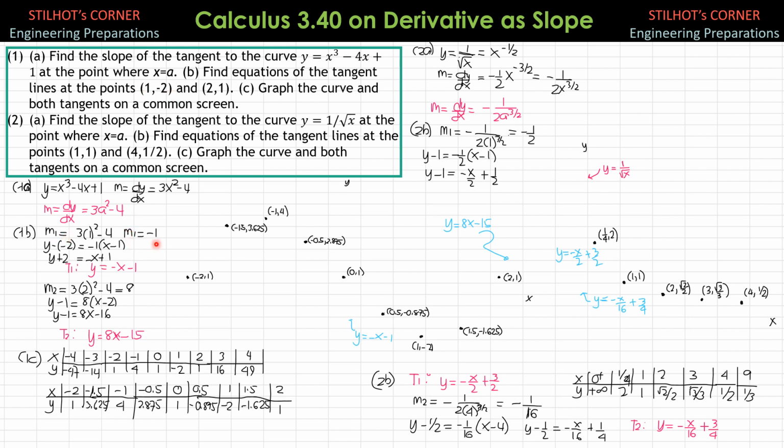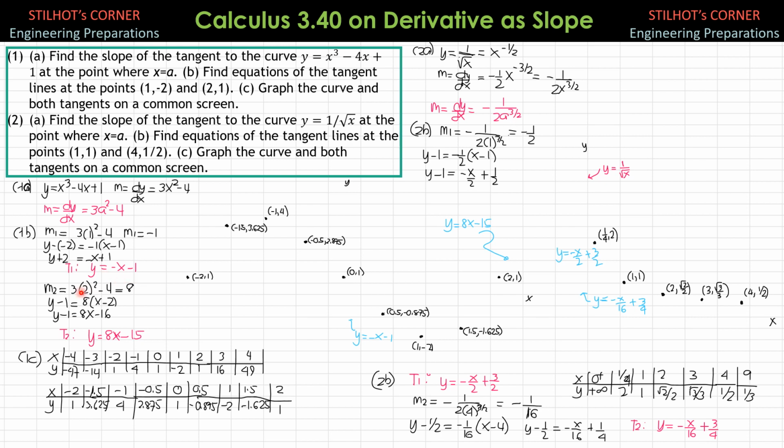Then we use point slope form: y minus y1 equals slope times x minus x1. So y minus negative 2 equals slope negative 1 times x minus negative 1 from this point here. So y plus 2 equals negative x plus 1. So the first tangent has the equation y equals negative x minus 1.